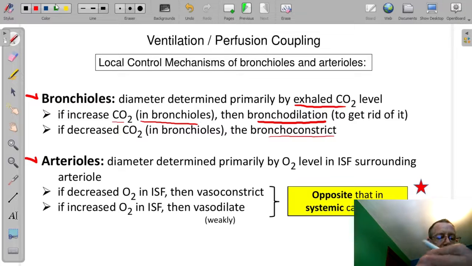I think this one makes more sense. Let's put a star. And with decreased CO2, it'll be the opposite. So more CO2, open up the airways. What's happening? CO2 is causing the bronchiolar smooth muscle to relax, and then the bronchioles dilate. Okay, so bronchioles are controlled by CO2 levels.